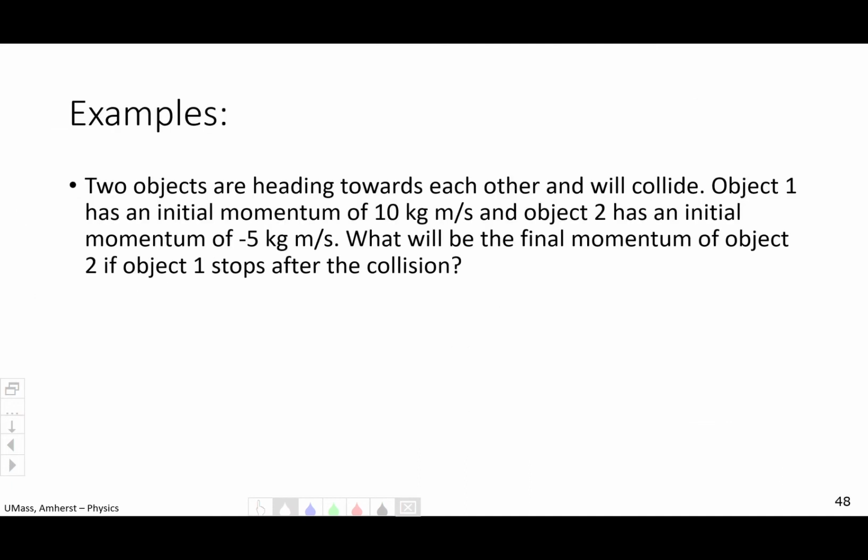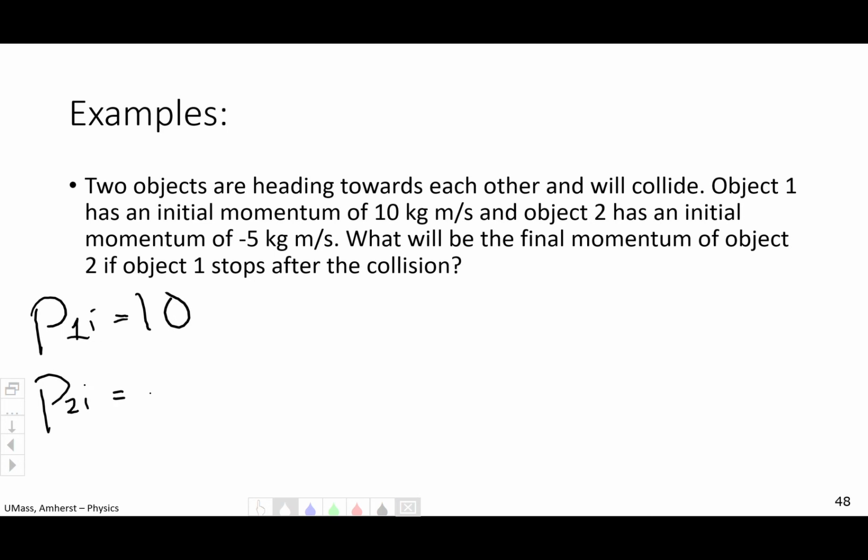Two objects are heading towards each other and will collide. Object 1 has an initial momentum of 10. Object 2 has an initial momentum of -5. What will be the final momentum of object 2 if object 1 stops after the collision? Interesting. So, notice that we have a negative sign in here, so we're going to try our best to not let that throw us off. No reason to panic. Negative numbers are just as easy to deal with as positive numbers. So I'll write down our numbers. P1 initial is 10.